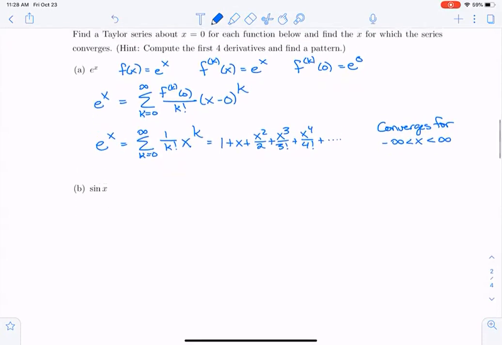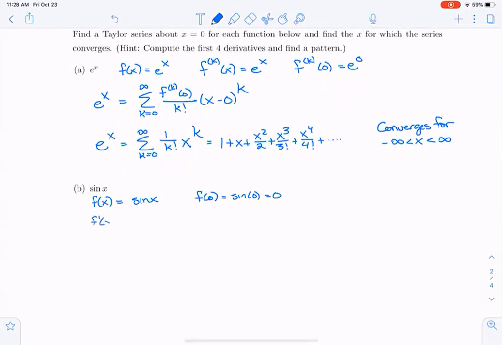So that is a simple Taylor series to find. Let's try sine x. So my function f of x is sine of x. And then I'm going to find derivatives at 0. So f of 0 is the sine of 0, which is 0.